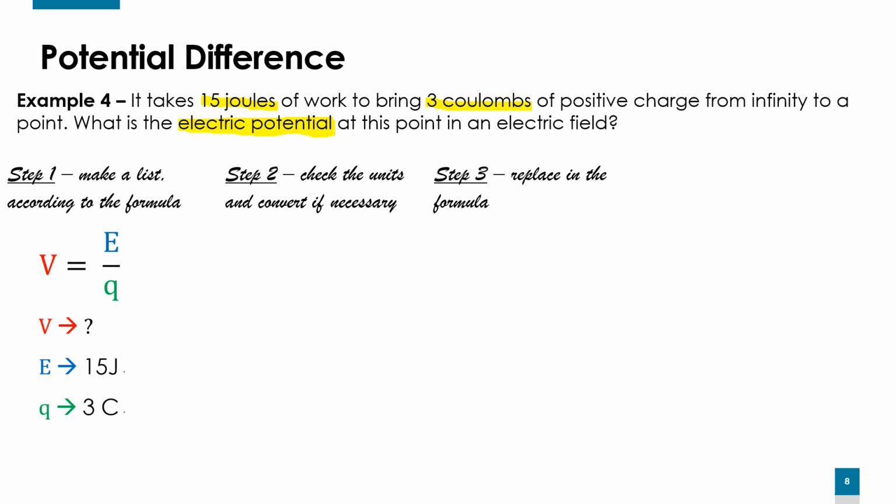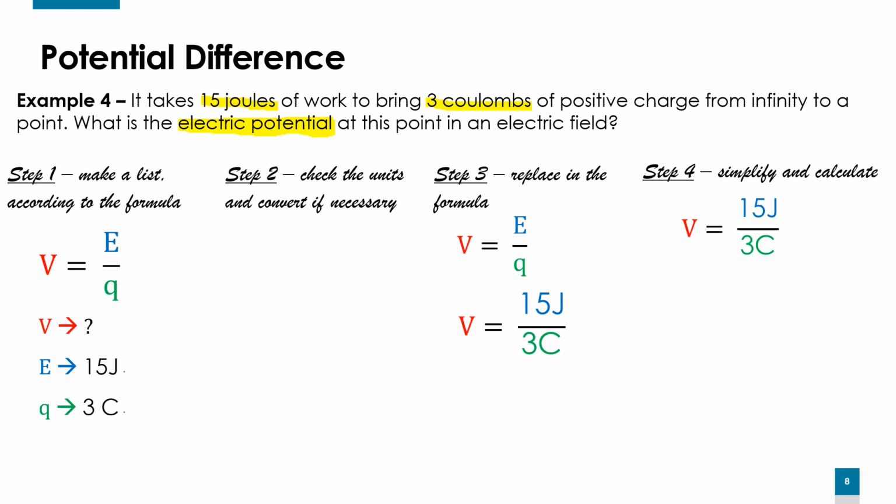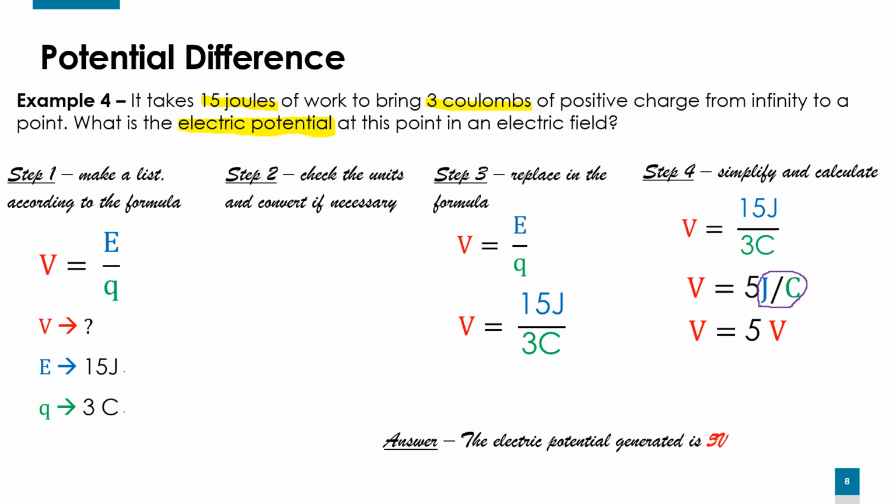Step 3, replacing in the formula. So V, I don't know. Energy, 15 joule. And charge, 3 coulomb. Now simplifying. I just need to divide. It's very simple. 15 divided by 3 is 5 joules per coulomb. And joules per coulomb I can replace by volt. So my electric potential is 5 volt. So what's the electrical potential? The electrical potential generated is 5 volt.